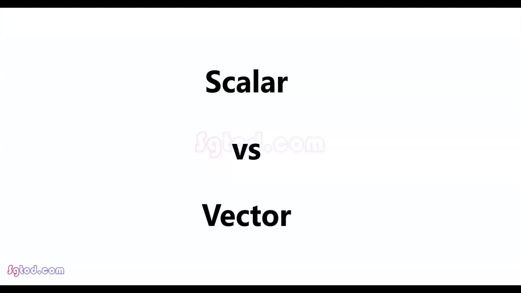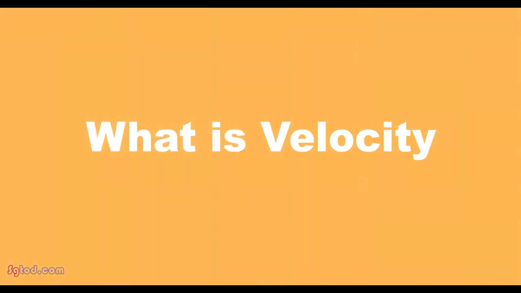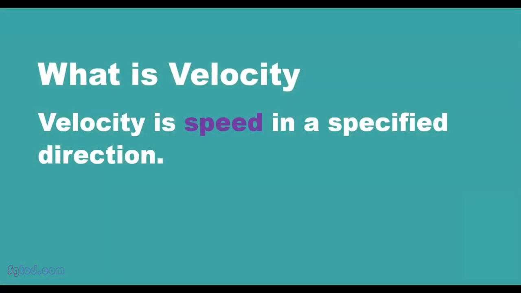In this lesson, we are going to learn another set of scalar and vector quantities, that is, speed versus velocity. Very often in exam, you will be asked what is the difference between speed and velocity. Remember that you must state that speed is a scalar quantity whereas velocity is a vector quantity. Now, what is velocity? In essence, velocity is speed in a specified direction.